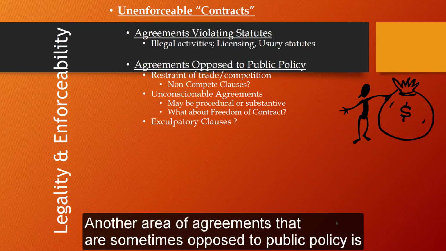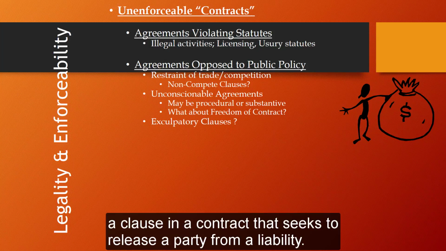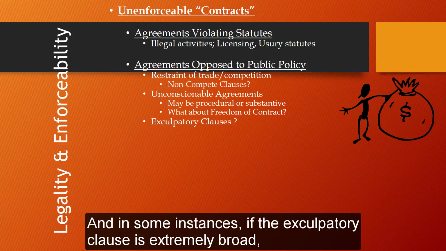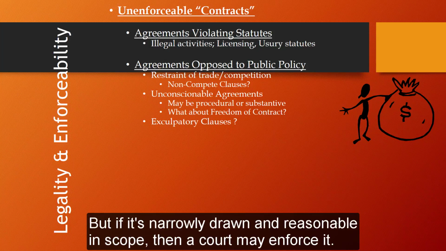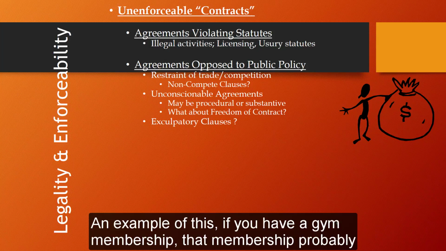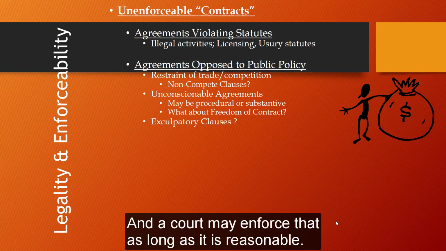Another area of agreements that are sometimes opposed to public policy is exculpatory clauses. An exculpatory clause is a clause in a contract that seeks to release a party from liability. In some instances, if the exculpatory clause is extremely broad, then a court may strike that down and say that it is not enforceable. But if it's narrowly drawn and reasonable in scope, then a court may enforce it. An example of this: if you have a gym membership, that membership probably contains some sort of exculpatory clause that seeks to limit the gym's liability, and a court may enforce that as long as it is reasonable.